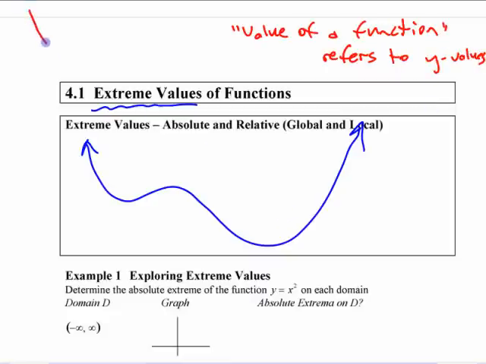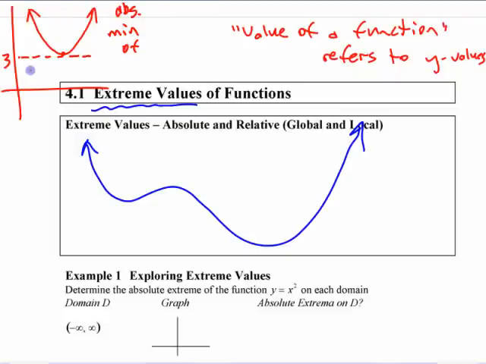You looked at quadratics in grade 11 and you talked about whether they had a minimum or a maximum value. A graph that opens upward has a minimum value right here because that's the lowest it goes. Whatever value that is on the y-axis, if this is 3, it has a minimum of 3. It has an absolute minimum of 3. That is the lowest the thing ever goes. It never goes lower than that.